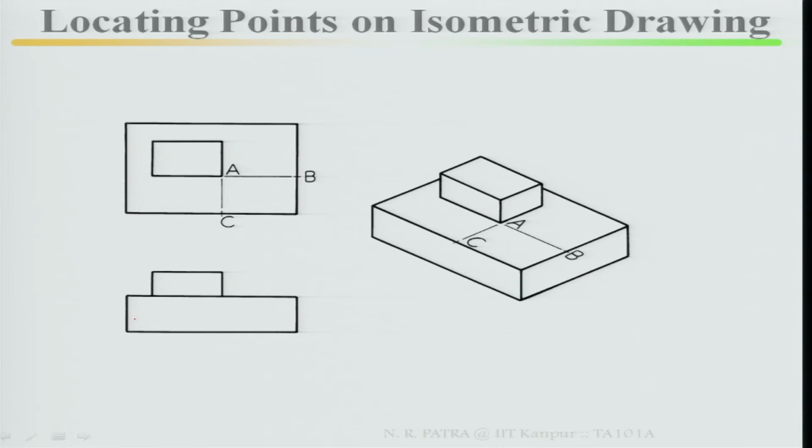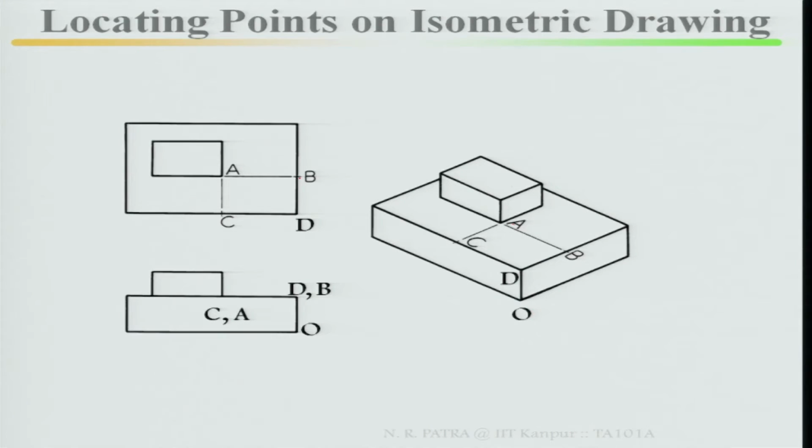Now, locating points on an isometric drawing. Look at this example, this is your example 2. This isometric drawing has to be drawn, and this is your top view and this is your front view. I mark on the top view A, B and this is C. If I mark the same coordinates here in the isometric drawing, this is your A, B and C. Now we have taken O as your origin or the reference point, here O as well as here O. Now the moment you mark O as a reference point, this point is your D.